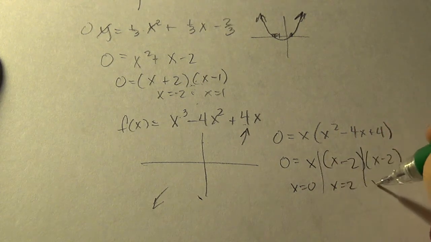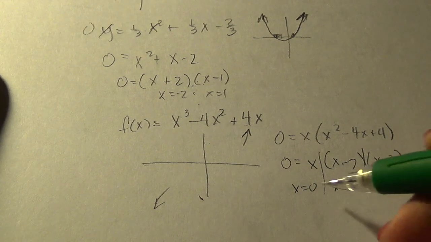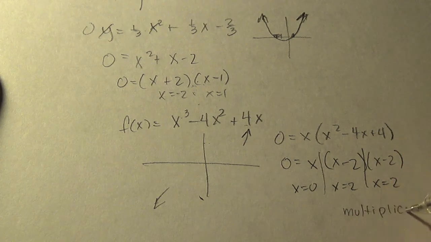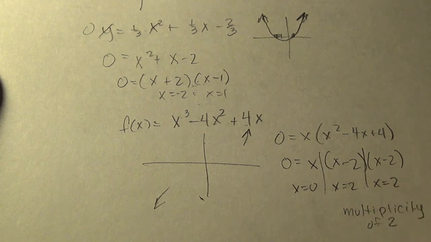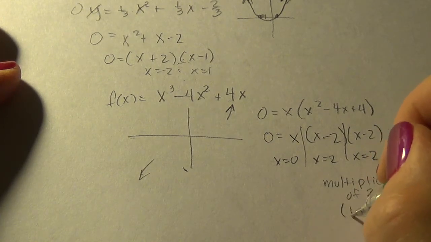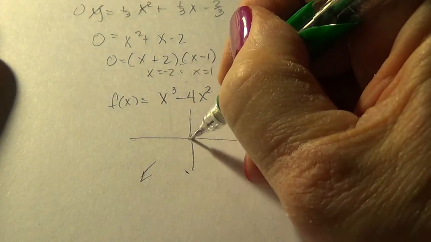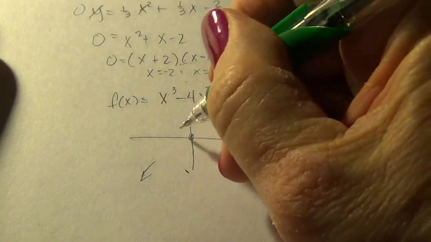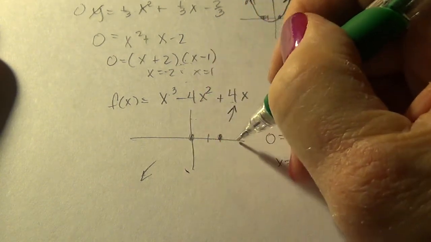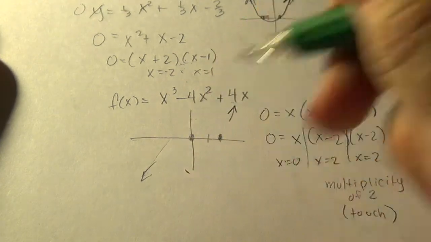And look at this, these 2 branches yield the same fruit, x equals 2. When that happens, we call it multiplicity of 2. Like twins. And we will find that that is always a touch. It won't pierce the zero, it will just touch it. So let me show you what I mean. So we got a zero at 0, and we've got a touch at x equals 2. So it can't pierce the x-axis here, it's going to touch it. So we will come up like this.